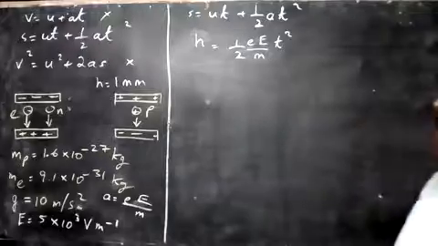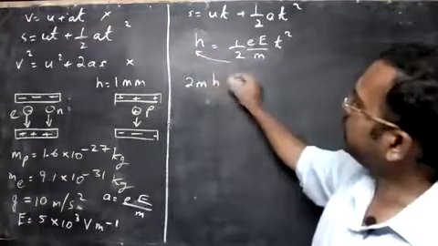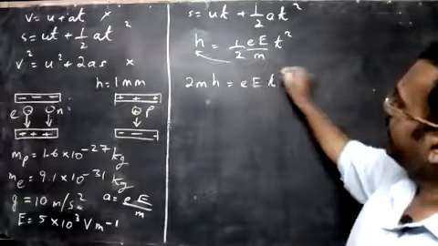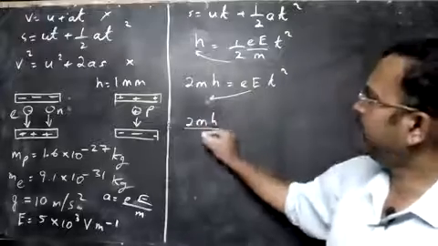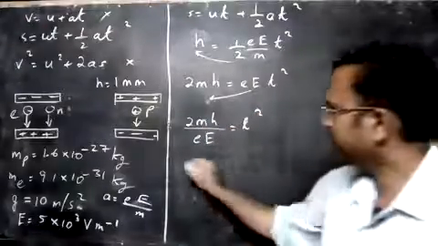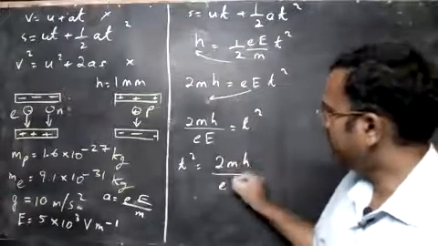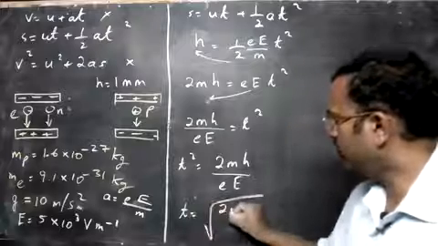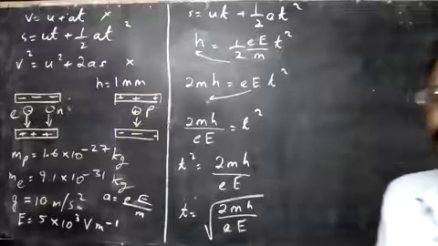Very easy, just cross multiply. So 2m goes up. So 2m into h is equal to small e into capital E t square. Bring these two terms down. So 2mh by e into capital E is equal to t square. So t square is equal to 2mh by e into capital E. So t will be equal to root of 2mh by small e into capital E. Very easy. Now just substitute.